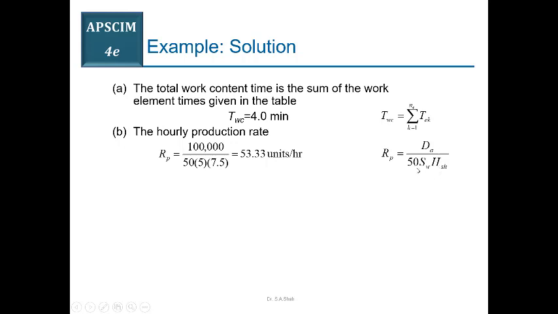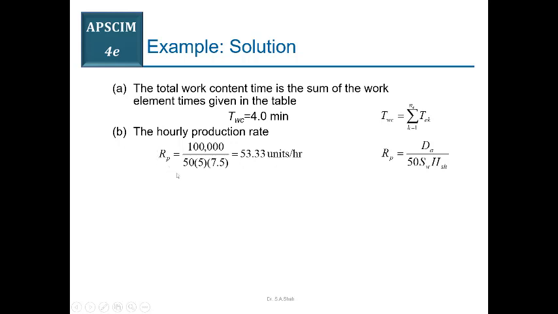And available time is 50 weeks times the number of shifts in those 50 weeks, and then the number of hours in one shift. So simply multiply them, and you will come up with the total available time. So put in the values: 100,000 divided by 50 times 5 times 7.5. This data is available. So the production rate comes out to be 53.33 units per hour.